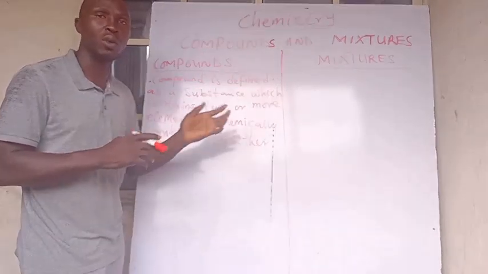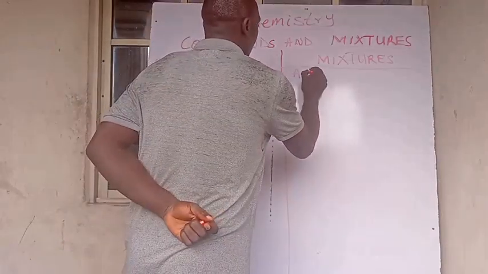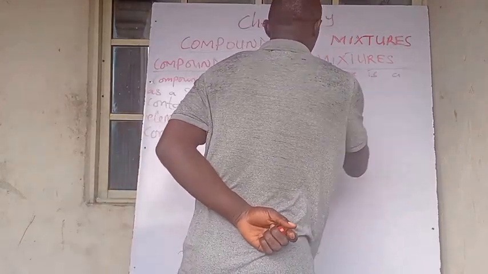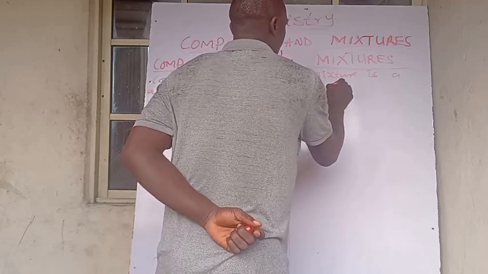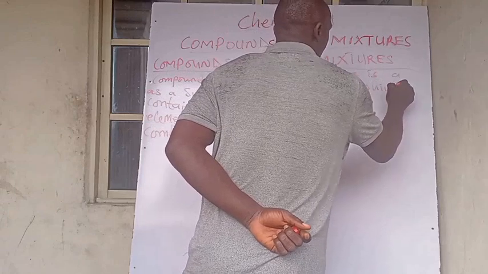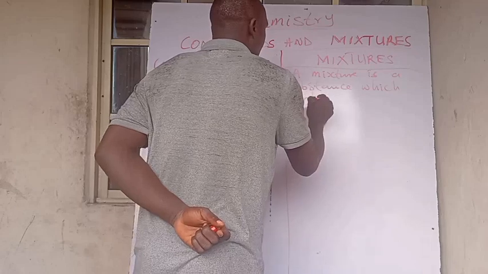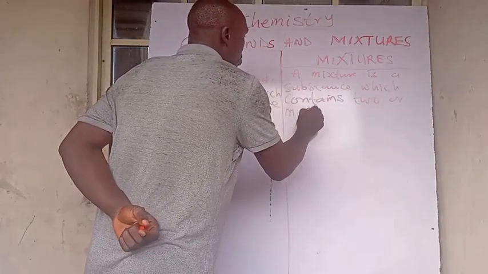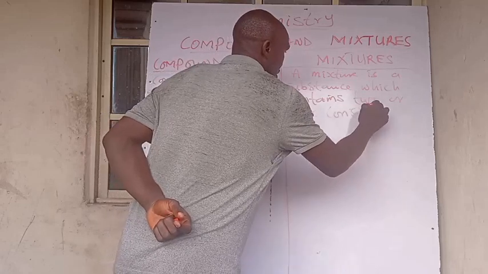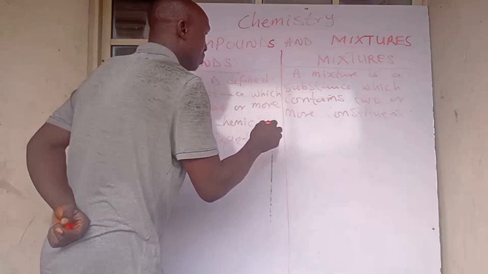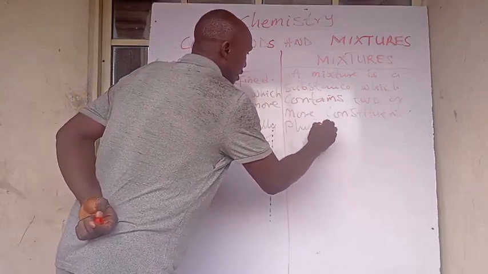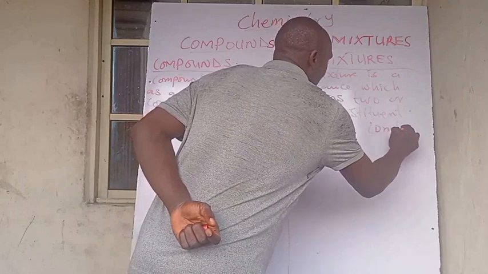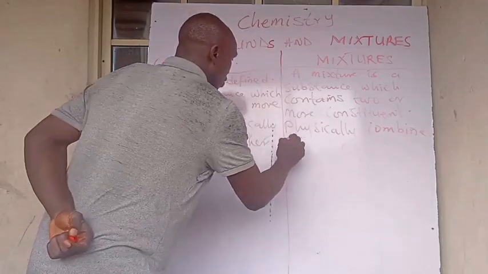Now let's look at the definition for mixtures. A mixture is a substance which contains two or more constituents physically combined together.